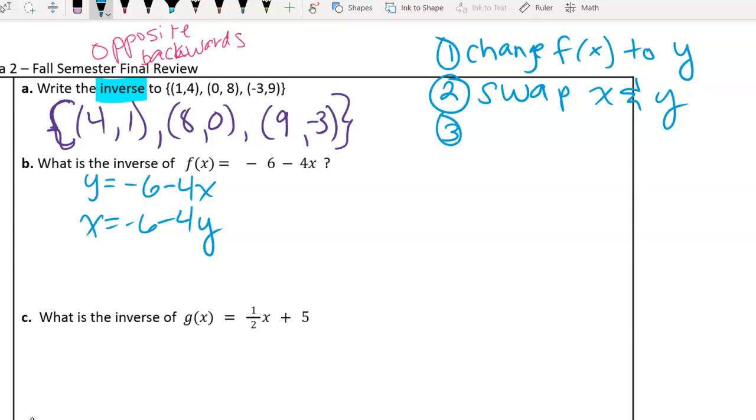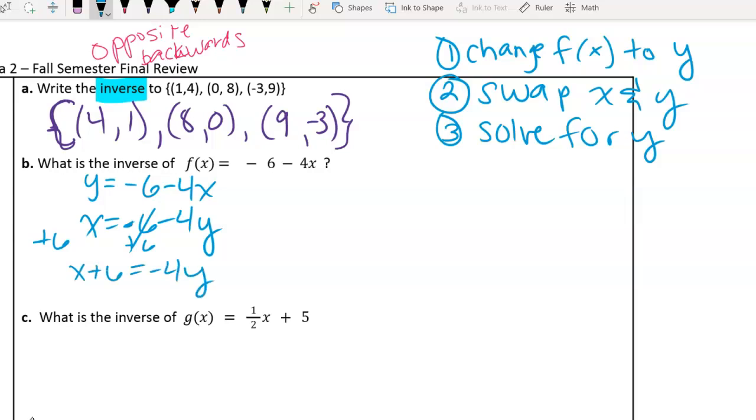For our step 3, we will solve for y, or the new y. If we want to solve for y or isolate y, what would be the first step? Add 6. Now we have x plus 6 equals -4y. What should I do next? Divide by -4.